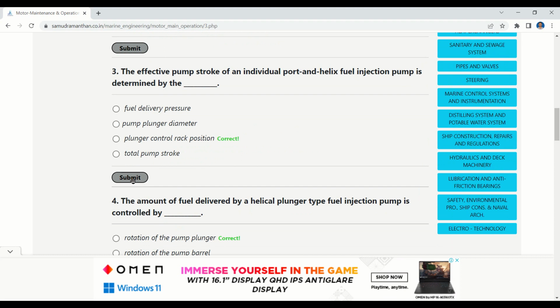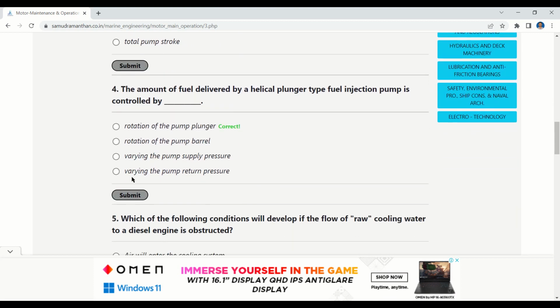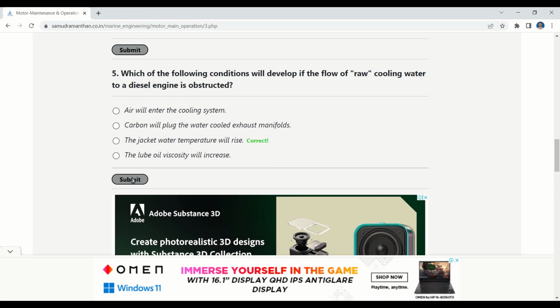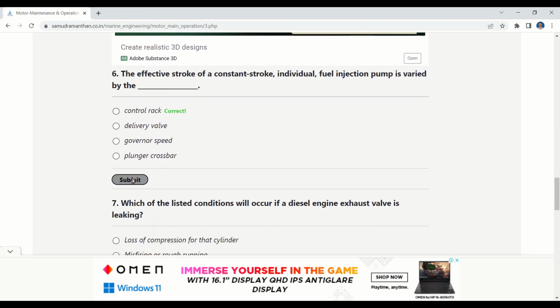The effective pump stroke of an individual port-and-helix fuel injection pump is determined by the plunger control rack position. The amount of fuel delivered by a helical plunger type fuel injection pump is controlled by rotation of the pump plunger. Which of the following condition will develop if the flow of raw cooling water to a diesel engine is obstructed? The jacket water temperature will rise. The effective stroke of a constant stroke individual fuel injection pump is varied by the control rack.